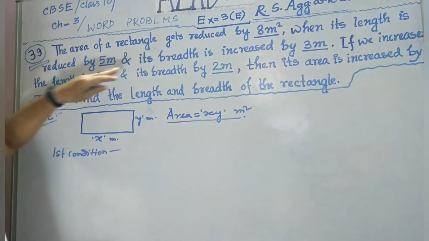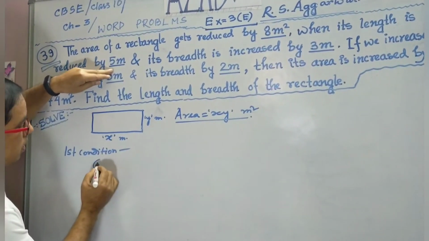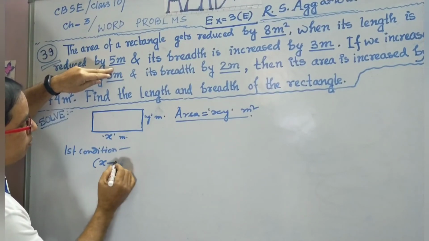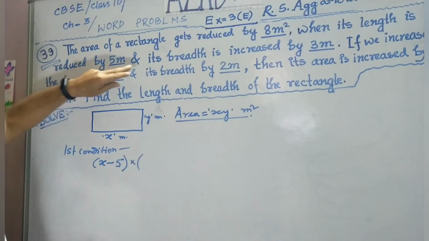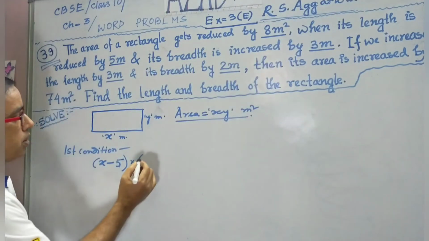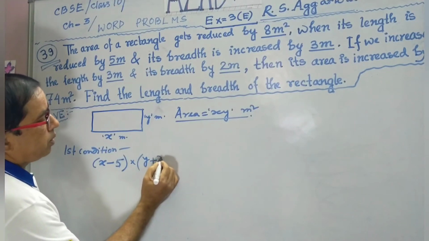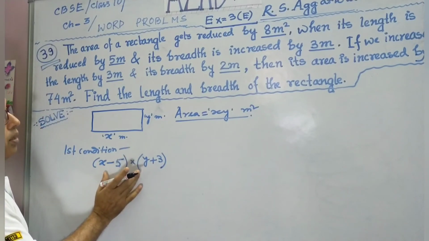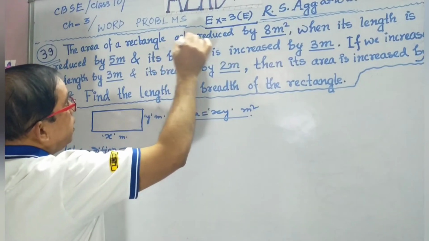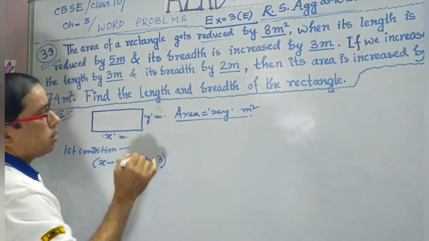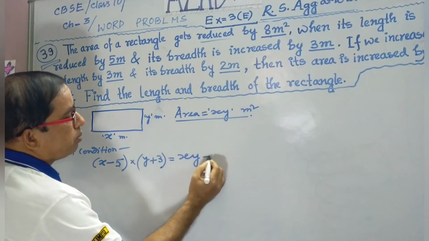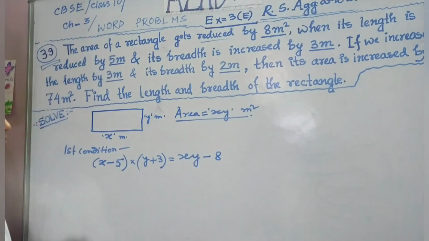when its length is reduced by 5 meter, that means length becomes x minus 5 into breadth. Breadth is increased by 3 meter, that is breadth becomes y plus 3. Now this is the new area, and it is told this area is reduced by 8 meter square, means this area is less than the previous one. Reduced means less than the previous one by 8.